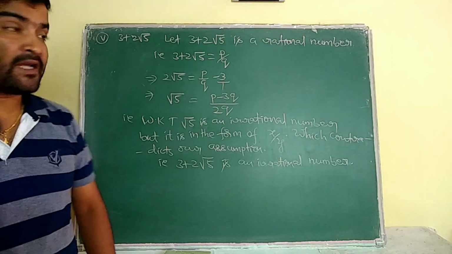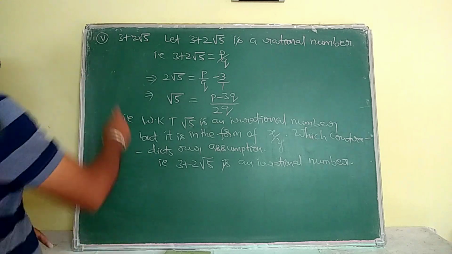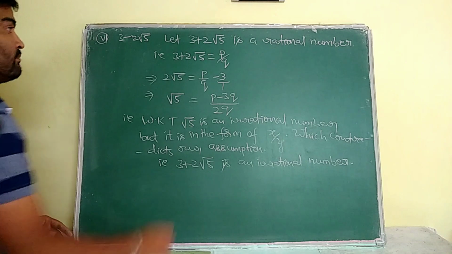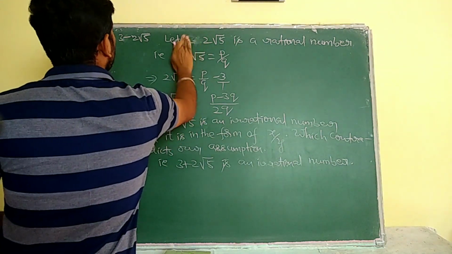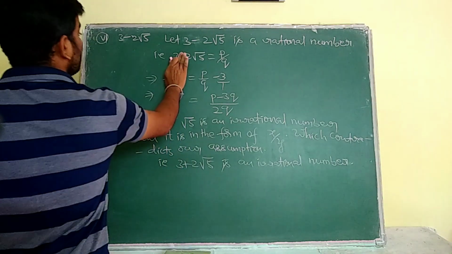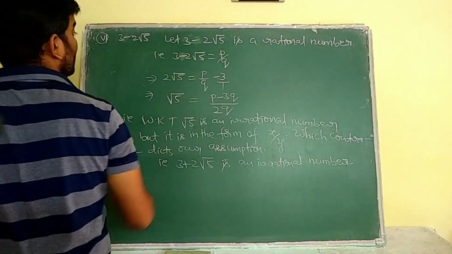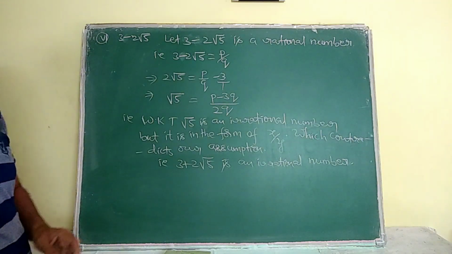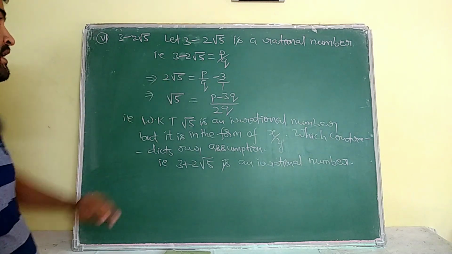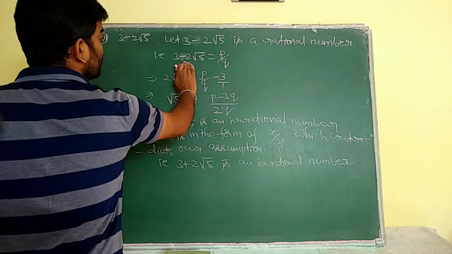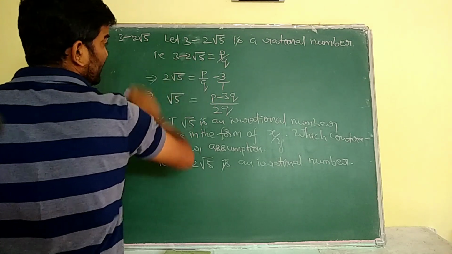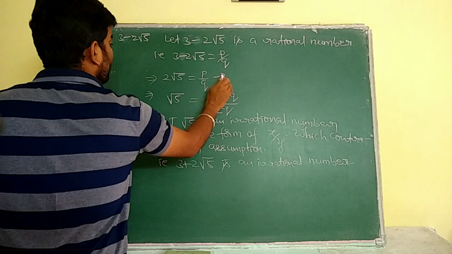Now, sometimes he may ask us to prove, let us suppose this is the sixth question, 3 minus 2 root 5 is an irrational number. Then here we have to write, now 3 minus 2 root 5 is a rational number. I already told you that we have to express the radical value always positive. Then I have to transfer this 2 root 5 to the right side and bring that p by q to the left.